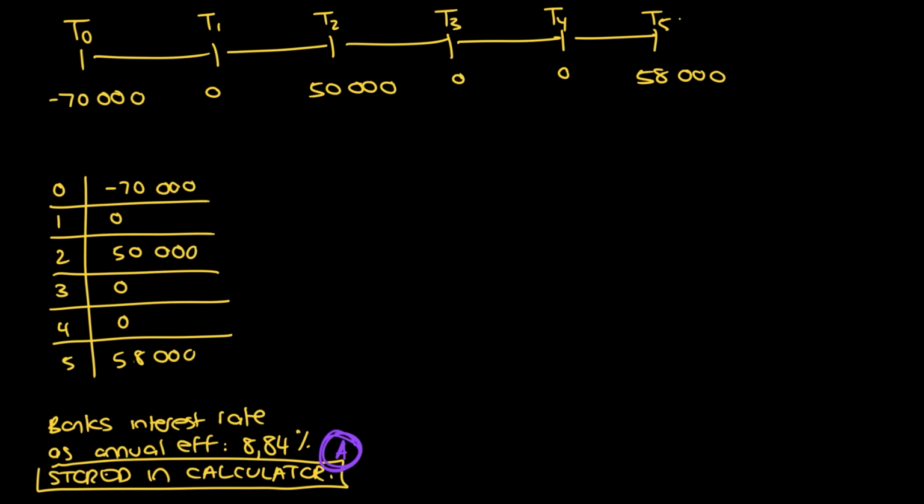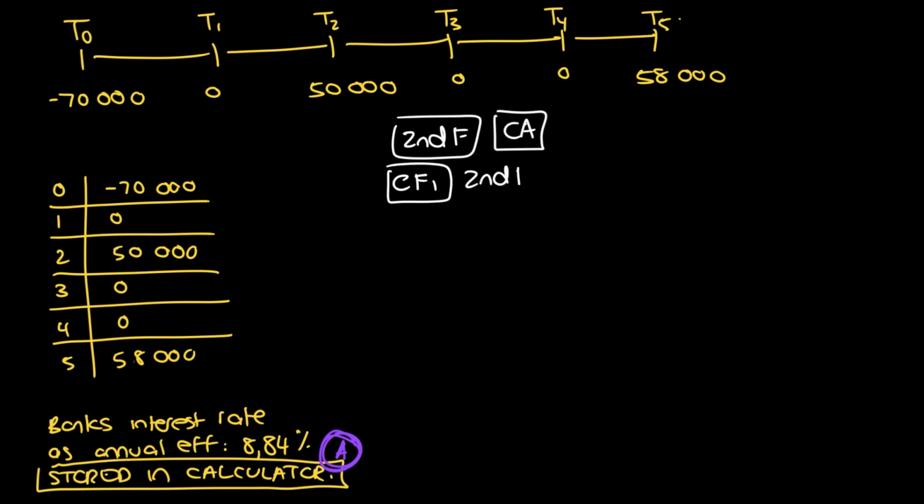Now we're going to just work out our IRR. So we're just going to create a recipe that we put into our financial calculator to determine our IRR. So step 1, we're clearing our previous information from previous calculations. So second function CA. We also need to clear the data table. So we're going to say CFI, second function CA. Okay, so stage 1, we clear our information.